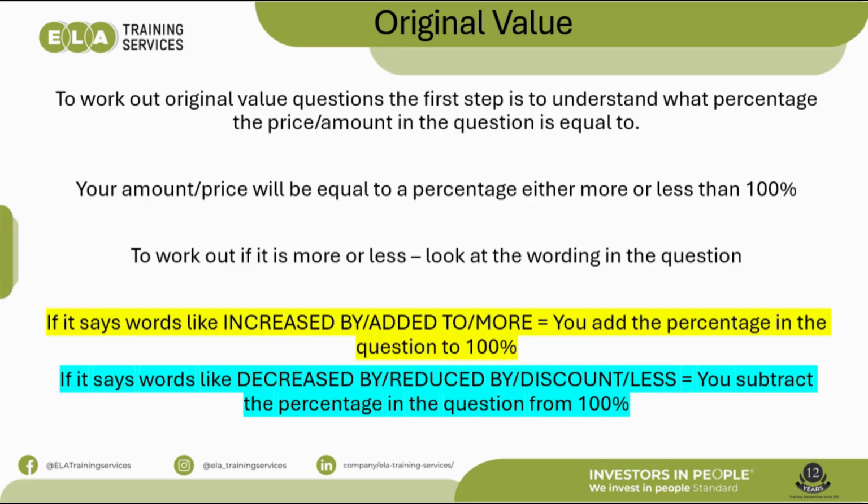To work out original value questions, the first step is to understand what percentage the price or amount in the question is equal to. Your amount or price will be equal to a percentage either more or less than 100%. To work out if it is more or less, you look at the wording in the question. If it says words like increased by, added to, or more, you add the percentage in the question to 100%. If it says words like decreased by, reduced by, discount or less, you subtract the percentage in the question from 100%.